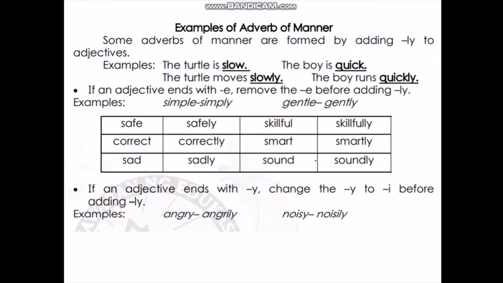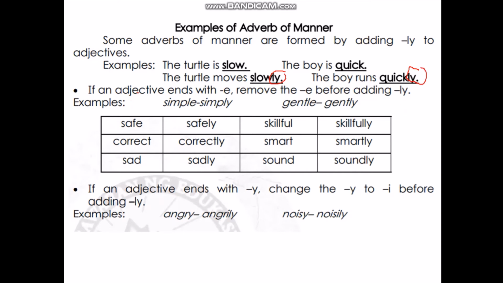Okay, so examples of adverb of manner. Some adverbs of manner are formed by adding ly to adjectives. Again, adding ly. Example, the turtle is slow. The turtle moves slowly. So now there is an adverb of manner because we put ly. The boy is quick. So the boy runs quickly. And again, this is the adverb because we put ly.